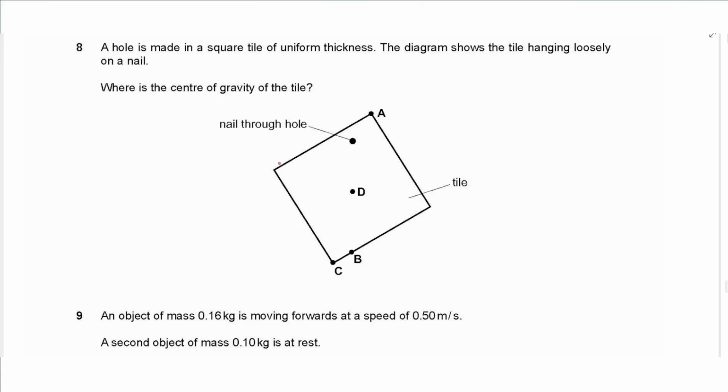Question 8 says a hole is made in a square tile of uniform thickness. The diagram shows the tile hanging loosely on a nail. Where is the center of gravity of the tile? For a uniform object, the center of gravity should be in the middle, but since there is a hole here and the object is hanging freely, that means there is no moment due to the weight. So the center of gravity must be directly below the pivot so that the weight passes through the pivot and there is no moment. So the answer is D.